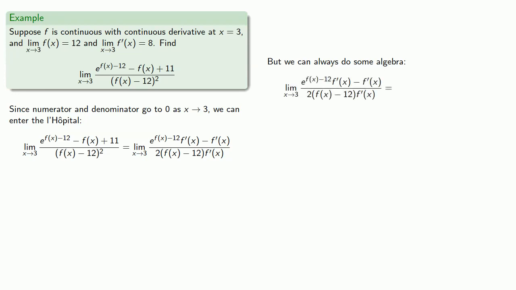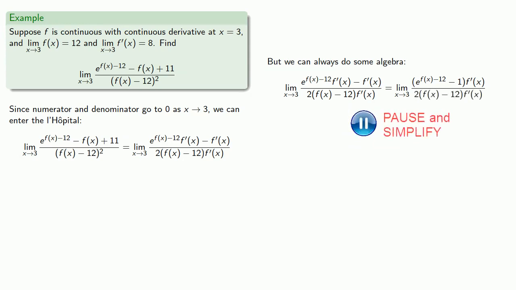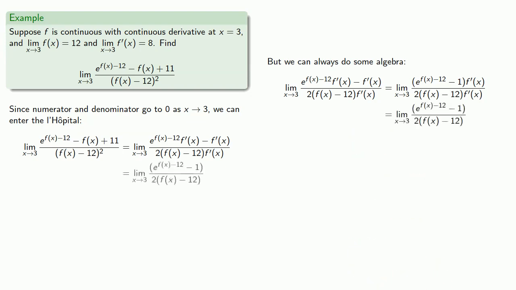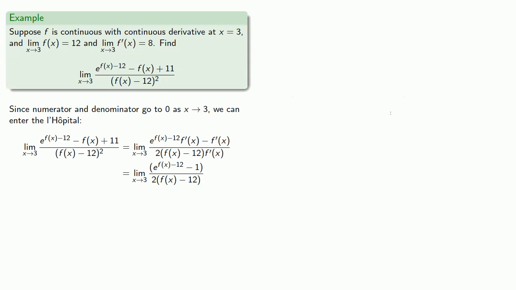And here, the thing to notice is that the numerator has a factor of f prime of x, and so does the denominator, and we can simplify. And numerator and denominator still go to 0, so we can apply L'Hopital's rule again. And this time our denominator is not going to be 0, so we might be able to find the limit through direct computation.